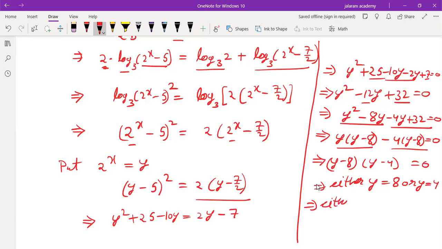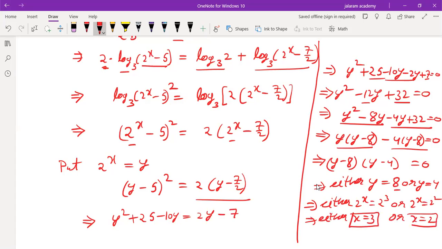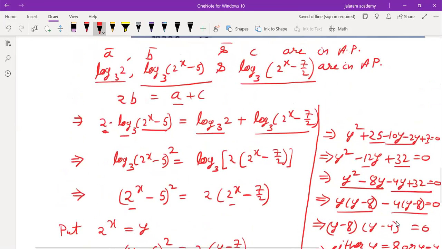It implies either 2 to the power x equals 8, which can also be written in powers of 2 as 2 cube, or 2 to the power x equals 2 square. It implies, comparing powers on both sides, either x equals 3 or x equals 2. So when we write either x equals 3 or x equals 2, we have to check whether they are satisfying the given equation or not.